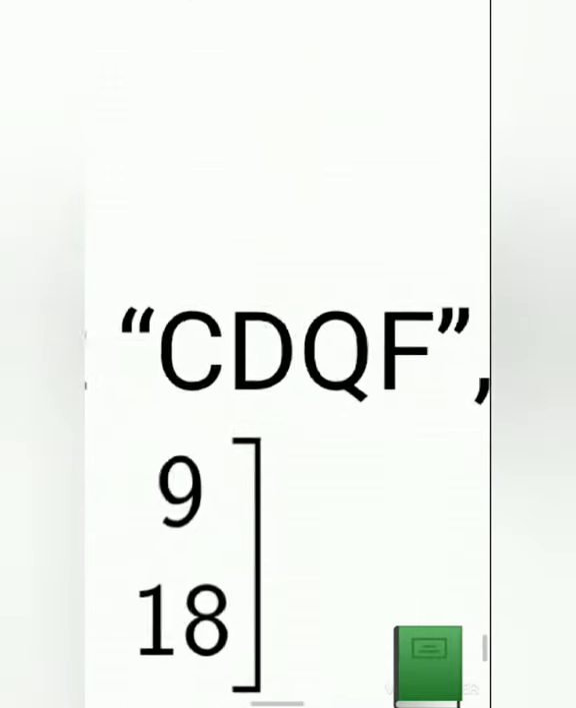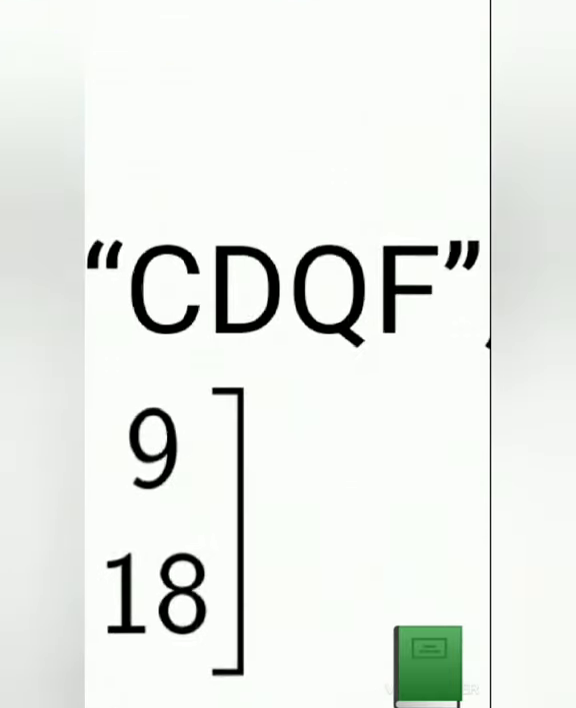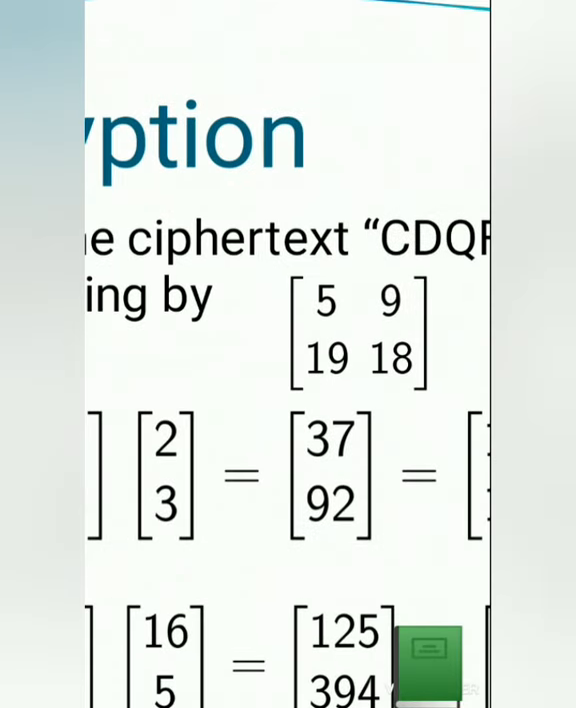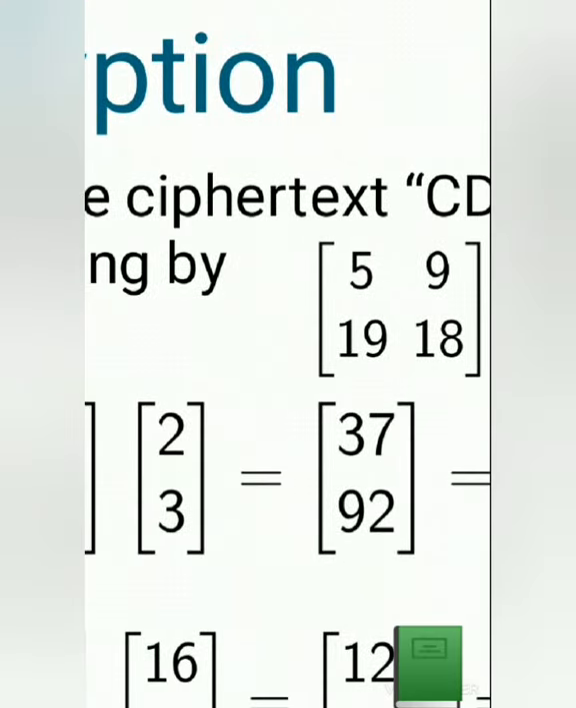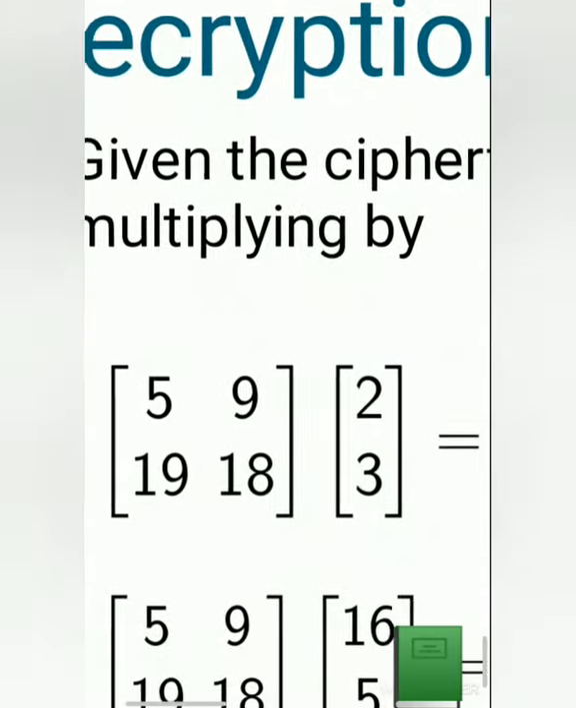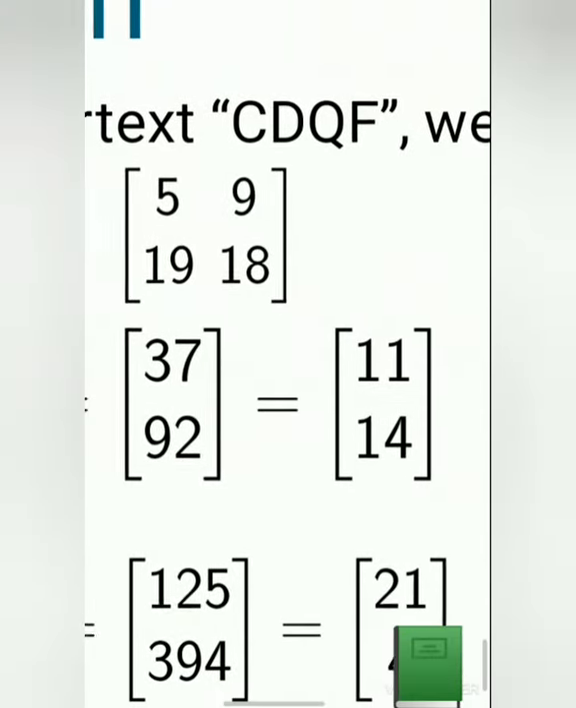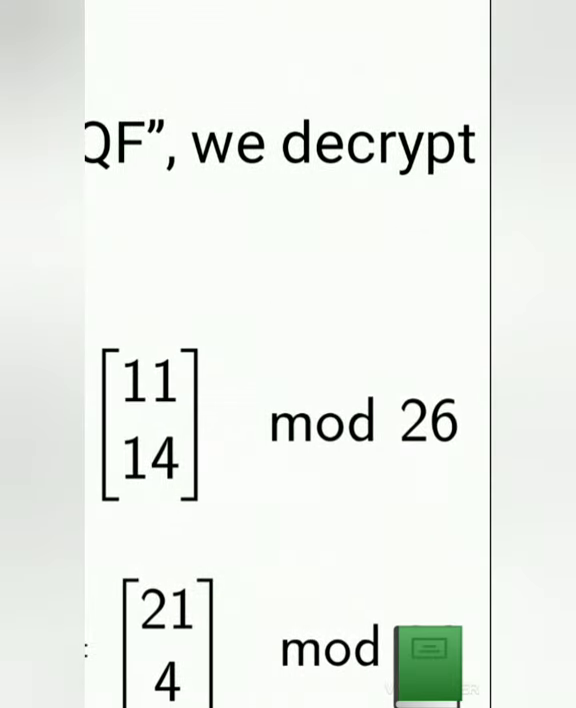Take this ciphertext and divide it into two parts. The first part will be CD and the other part will be QF. Take this key separately, 5, 9, 19, 18, and multiply with the first part of the ciphertext, C and D. The C value will be 2 and the D value will be 3. Then do the matrix multiplication, you get 37 and 92. Then reduce the value to 11, 14 mod 26.